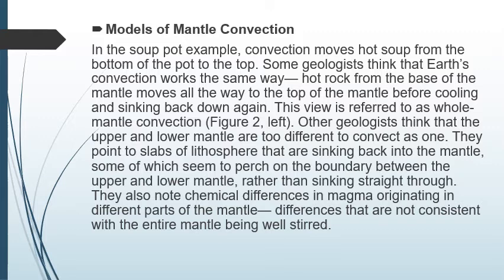Other geologists think that the upper and lower mantle are too different to convect as one. They point to slabs of lithosphere that are sinking back into the mantle, some of which seem to perch on the boundary between the upper and lower mantle, rather than sinking straight through. They also note chemical differences in magma originating in different parts of the mantle, differences that are not consistent with the entire mantle being well stirred.